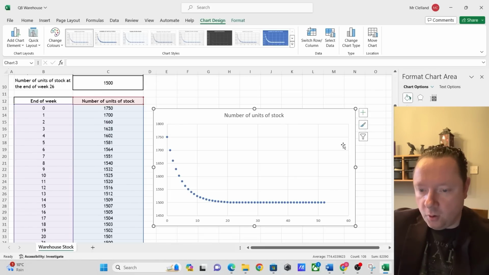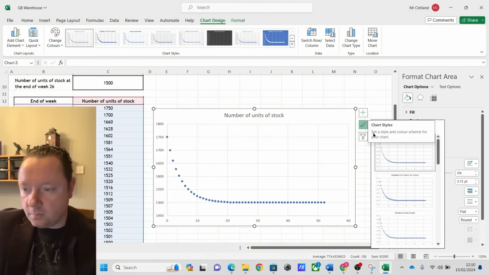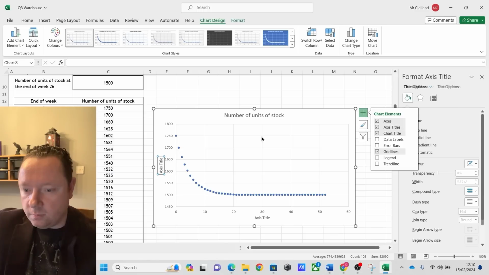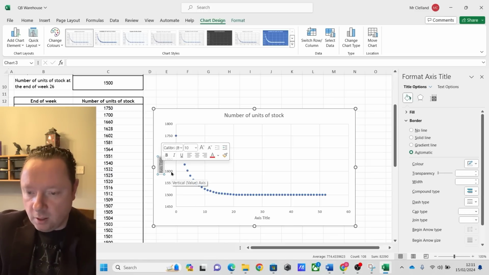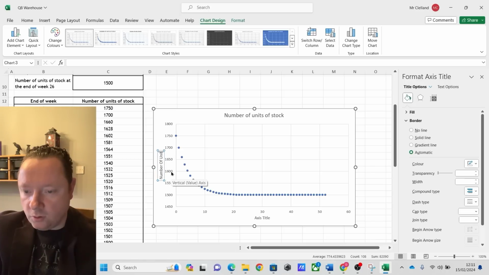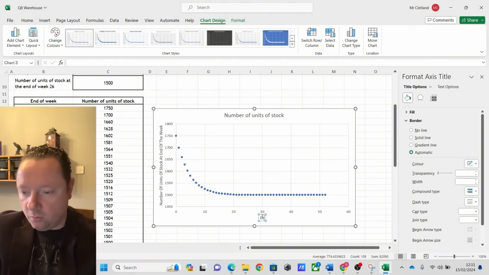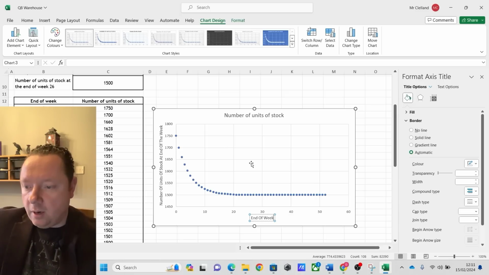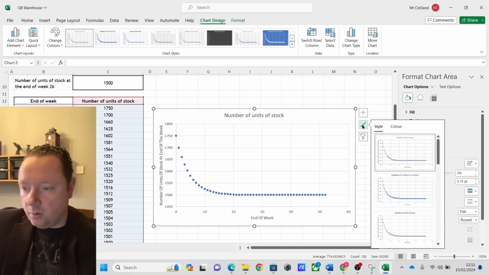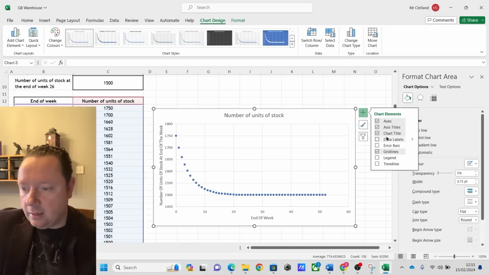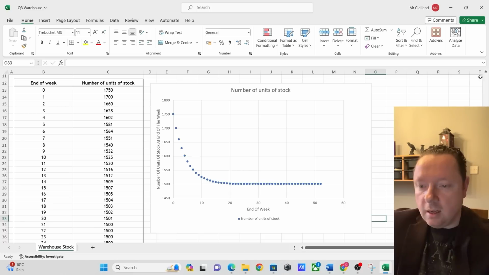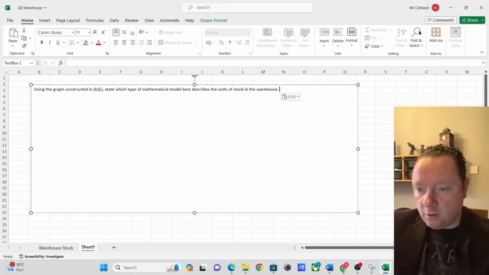Okay, we want to put our axis labels on. So axis titles, this would be number of units of stock, I suppose, at the end of the week. And this would be end of week. What else could we put on this? So let's see. Let's put a legend in. There you go. There's your completed graph. So that's in B part 2.